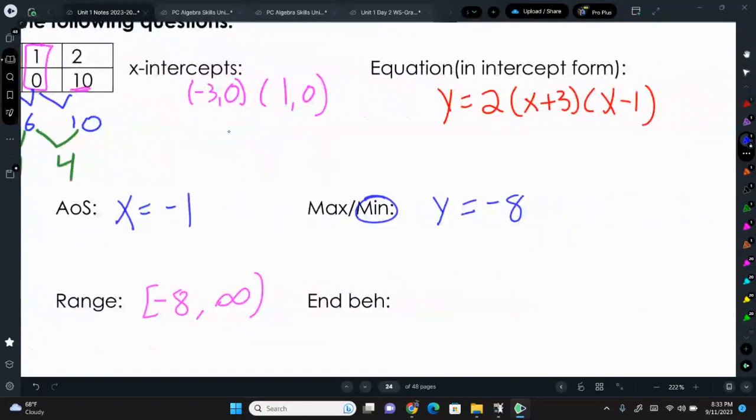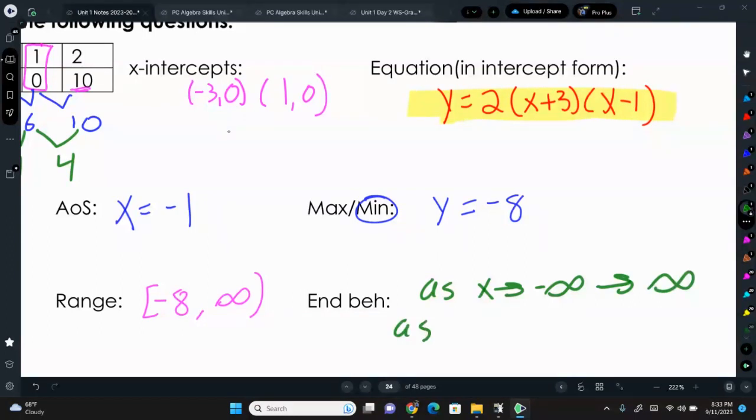End behavior. We know, and you could even look at this equation that we wrote, that this quadratic opens up because a is positive. So that means as x approaches -infinity, y approaches positive infinity, and as x approaches positive infinity, y also approaches positive infinity. We've talked about it before with quadratics: the end behavior and the range should match with each other.